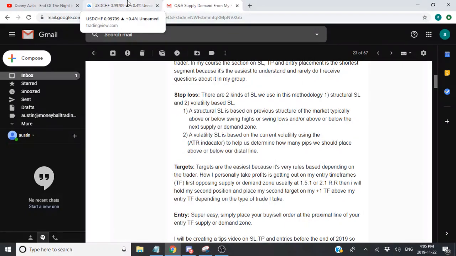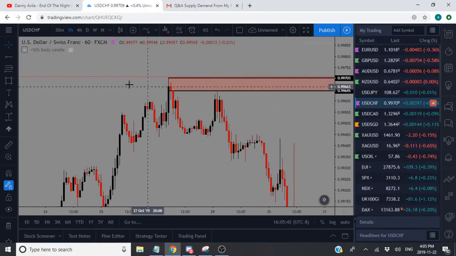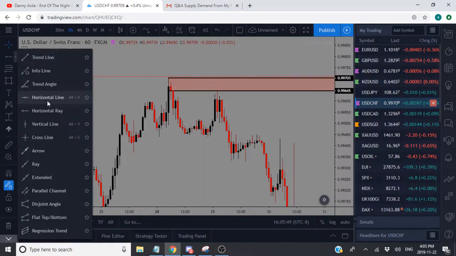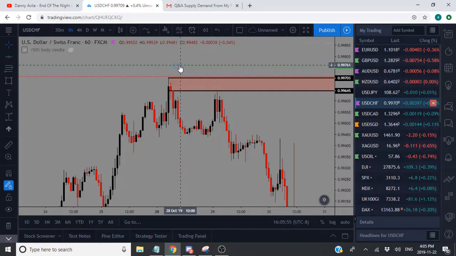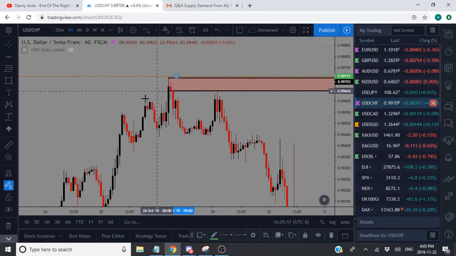So if we want to determine where we should put it, let's say I was going to get short here, which we did. We have our entry figured out. We need to figure out where our stop is, and whether we're going to use a volatility-based or a structure-based one. So let's just put it right here. That's where the zone is.